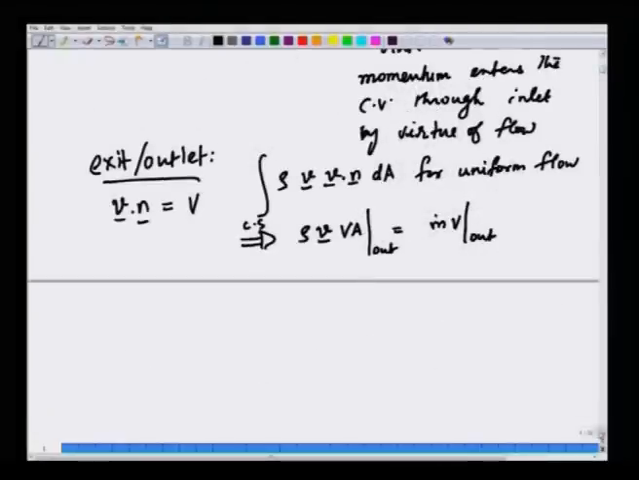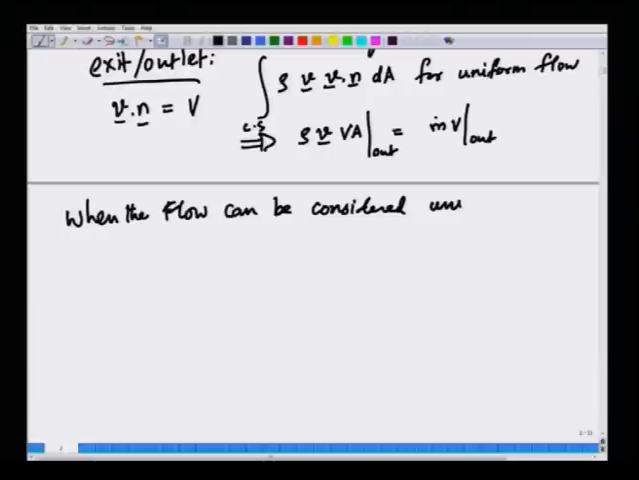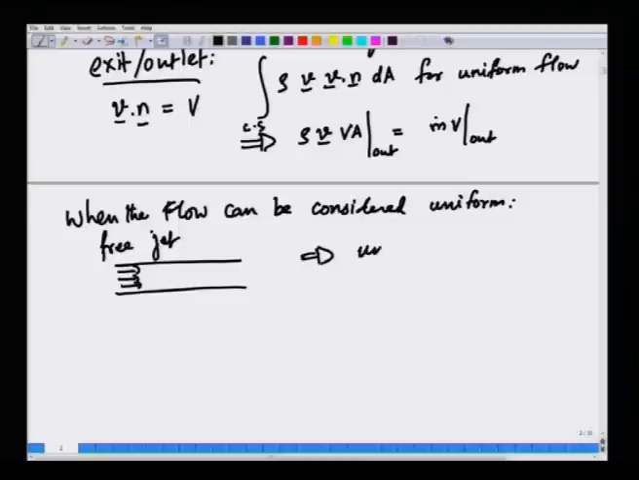But having said that, we also have to worry about more realistic cases. And before I do that, let me also say when the flow can be considered uniform. As we saw in the last lecture, whenever you have a free jet, a jet of water that exits into the atmosphere, uniform flow is a very good approximation.